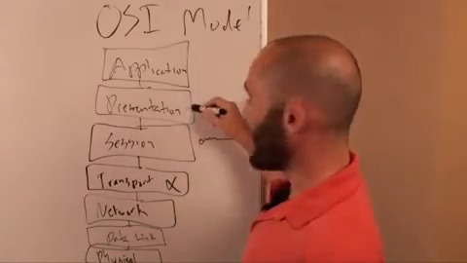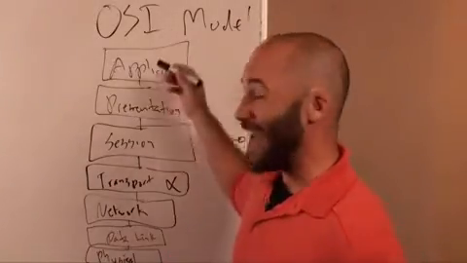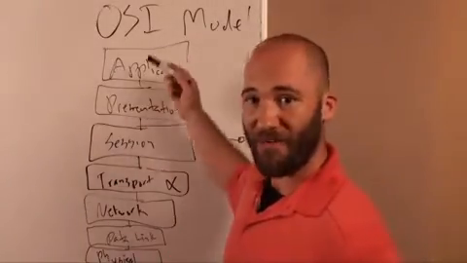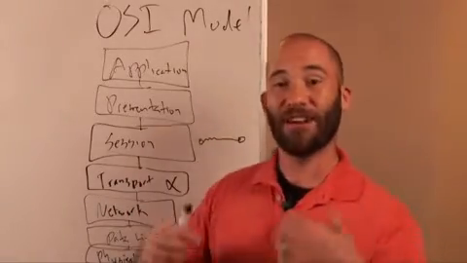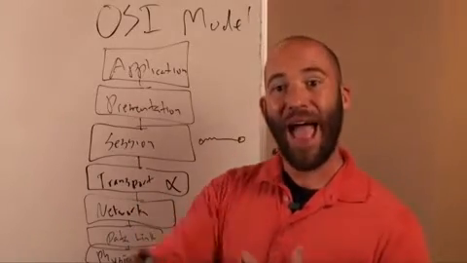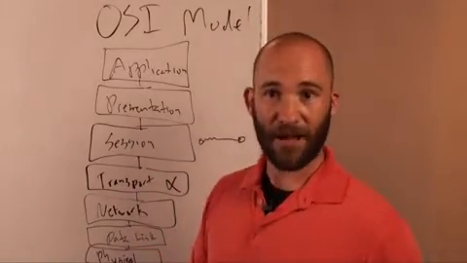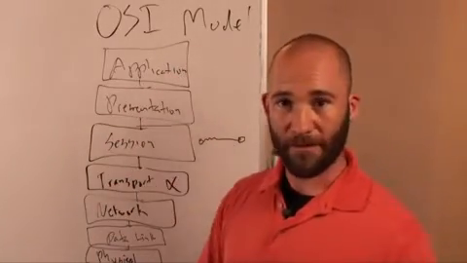The user is normally up on the application layer. Again, the application. So whether they're using Outlook, whether they're using Firefox, Internet Explorer, Chrome, whatever, the application layer is the actual application that the user is interacting with to send information back and forth. So again, this might be Skype, it might be Chrome, it might be whatever.